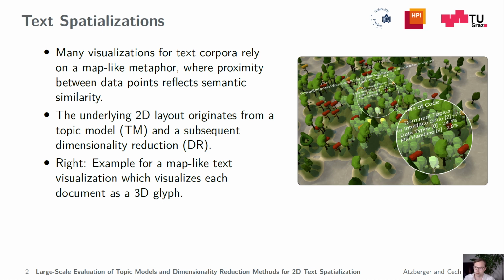The picture on the right shows an example of a text spatialization that originates that way, where each tree, or more generally three-dimensional glyph, represents a document. The zoom shows the dominant topics for the selected document.